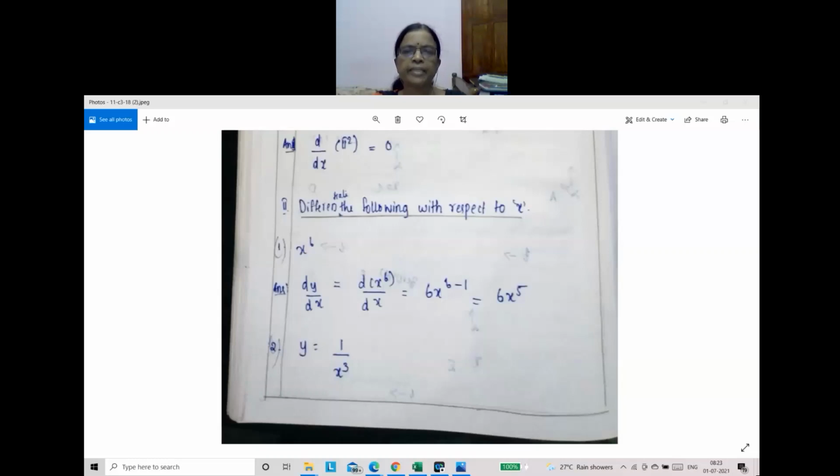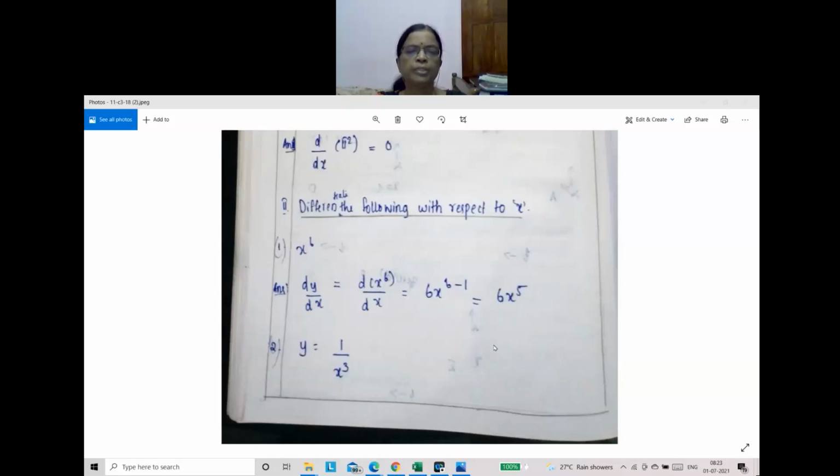What is n here, in x cube? n is the power, 3. So 3 into x raised to what? The formula is d by dx of x raised to n equal to n into x raised to n minus 1. Here, 6 into x raised to 6 minus 1. So if it is 3, what is the answer? 3x square. That is the answer. Understand? We can do the equation like that.